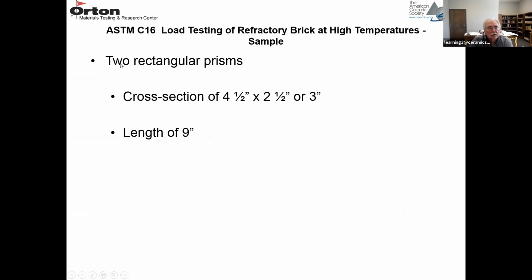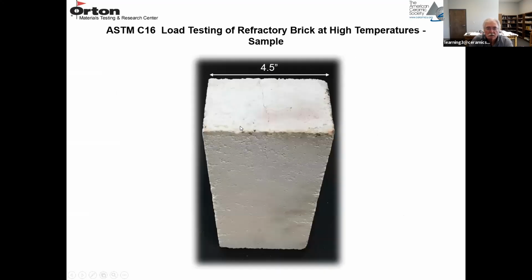The way this test is run, it's run on two 9-inch straights. So the length of the sample is 9 inches and the cross section is either 4.5 by 2.5 or 3 inches. So you're running 2 samples for an average. So here's a full-size brick standing on end. It's 4.5 inches in width and probably it looks like maybe 3 inches in thickness. You're applying the load in this direction in compression along the 9-inch length of the sample. So this would be 9 inches from top to bottom.